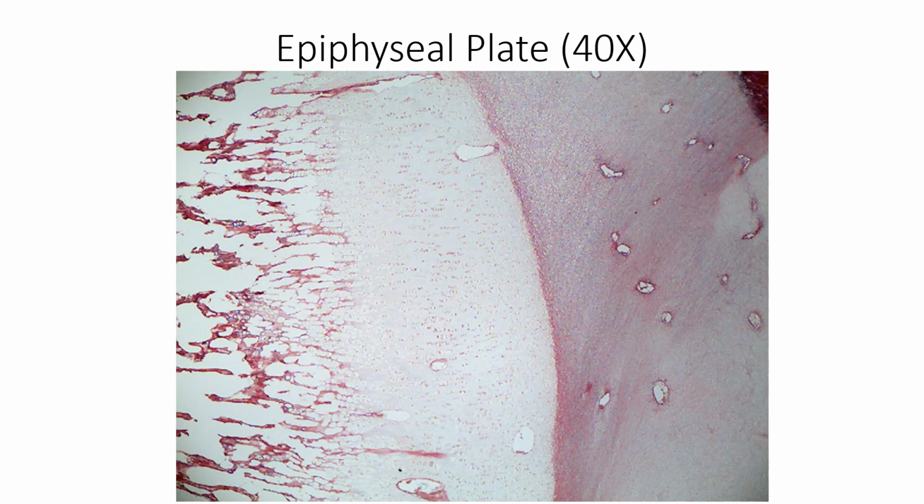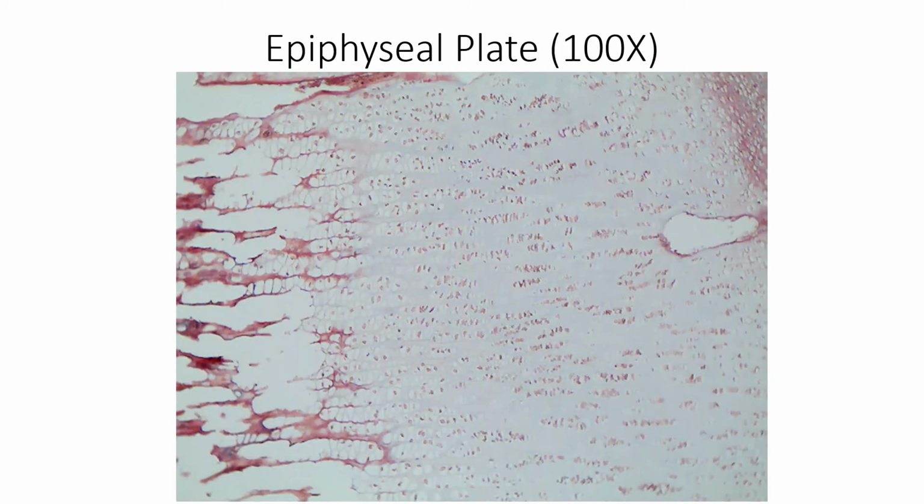Now the next 5 slides that we have, you will see histological slides of the epiphyseal plate. Right, so you can see this is magnification of 40x, and we move over here, that is 100x. So you can see resting cartilage would be right here, right? So that's a resting cartilage.